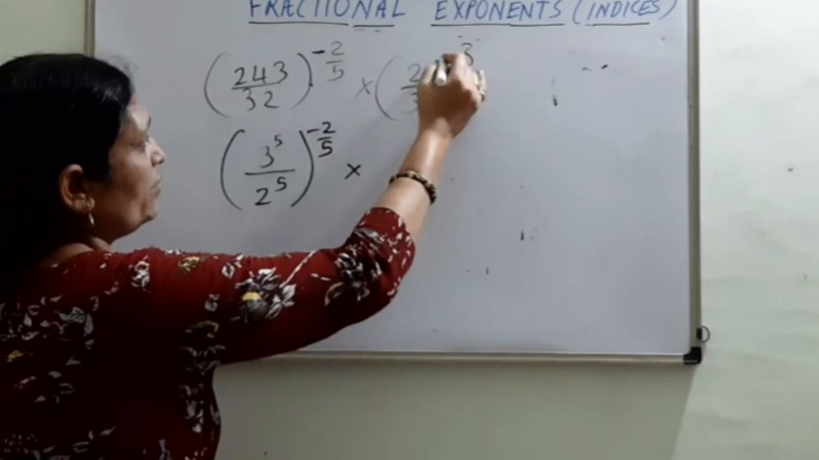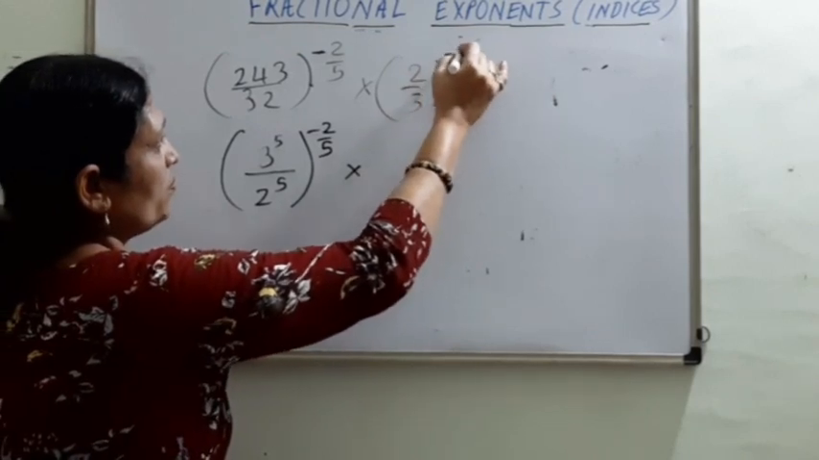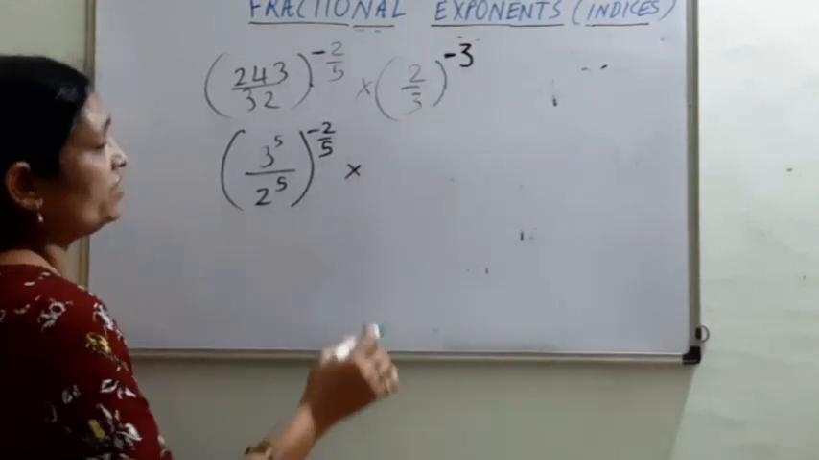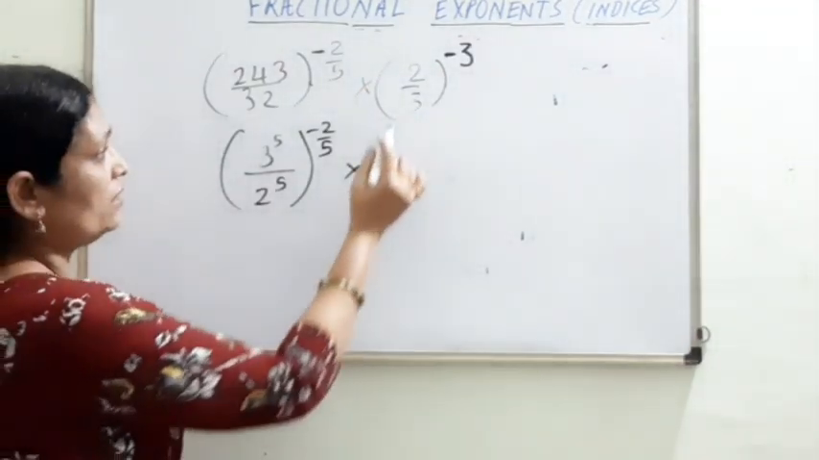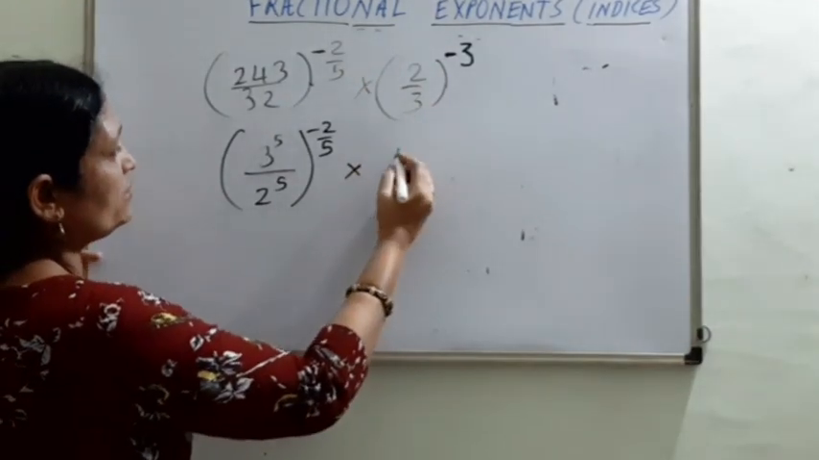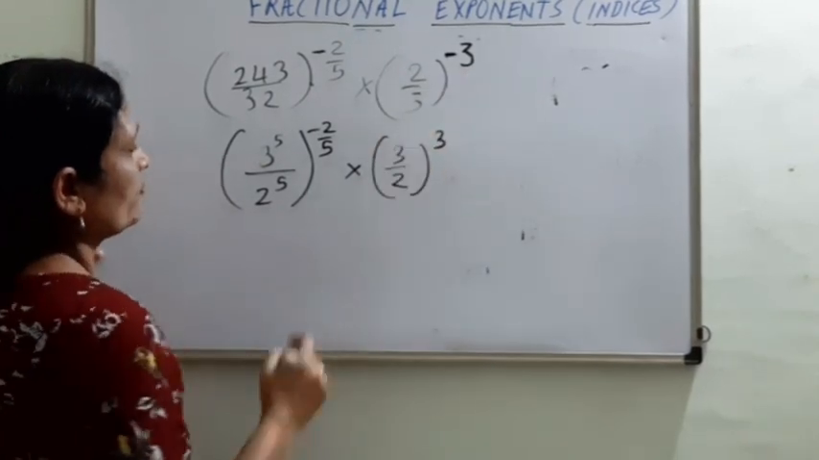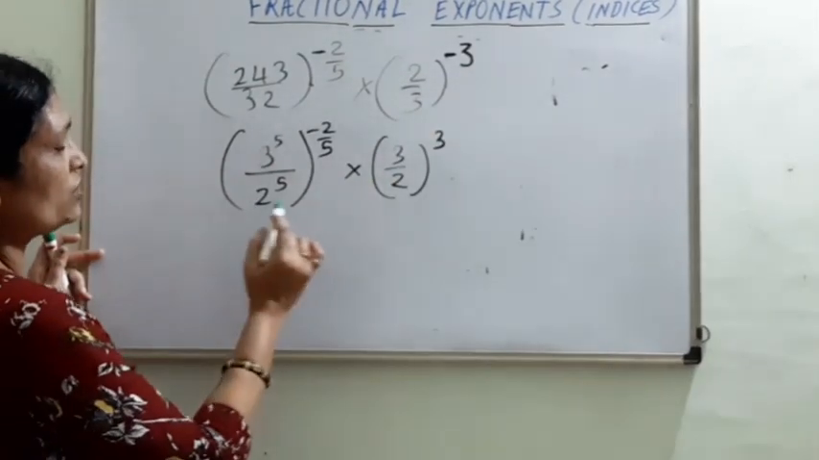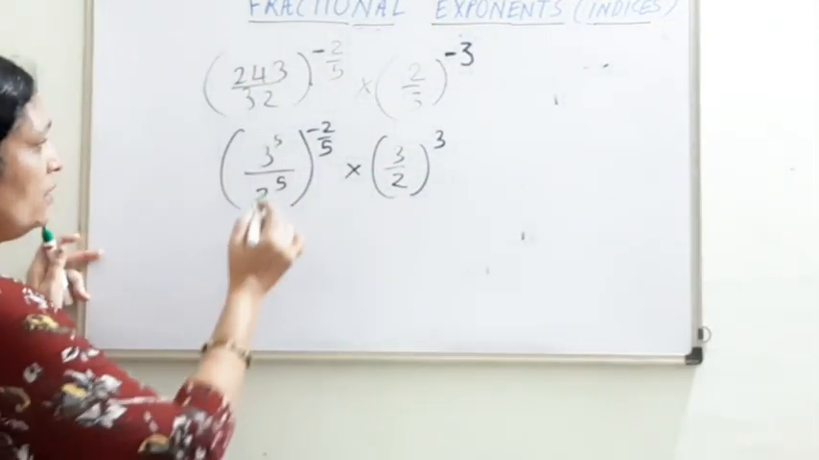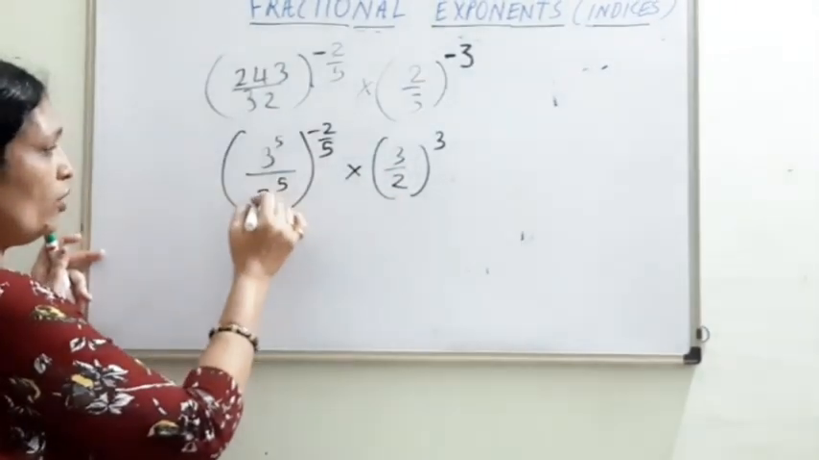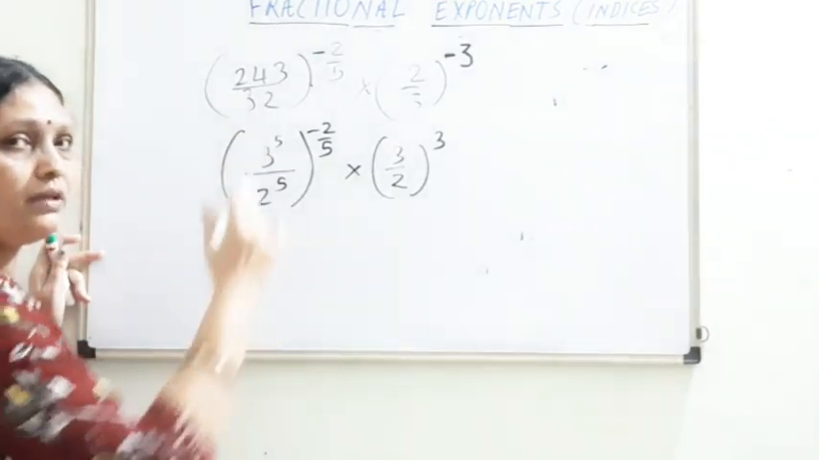this is 2 by 3, and if I want to make the index positive, we just have to take the reciprocal of a base. Taking multiplicative inverse of a base, we get this 3 by 2 raised to minus 3 gets converted into 3. Okay, why did we do that? Because here there was 3 by 2. So we wanted the same base. Now a raised to m upon b raised to m is a upon b the whole raised to m.